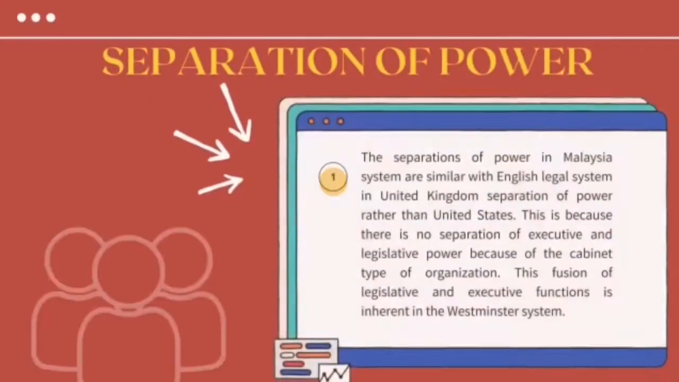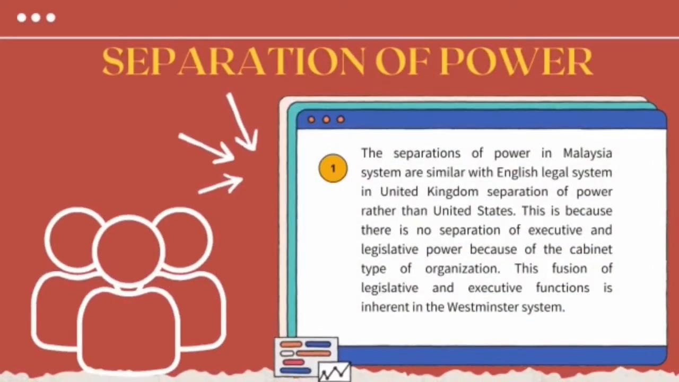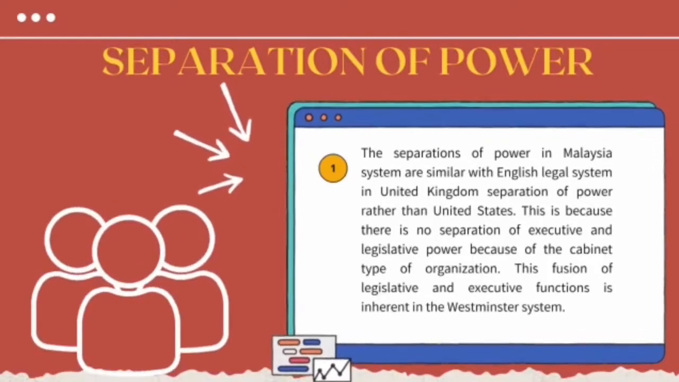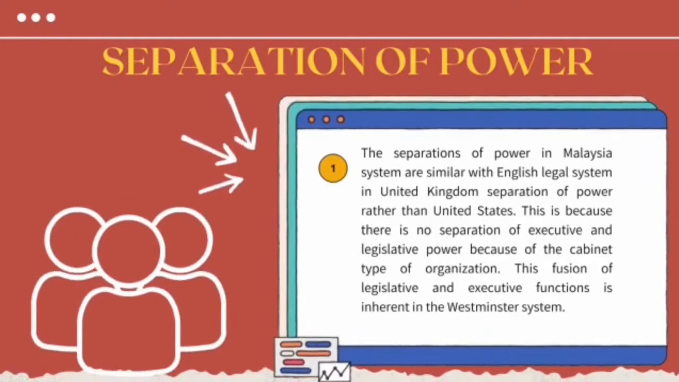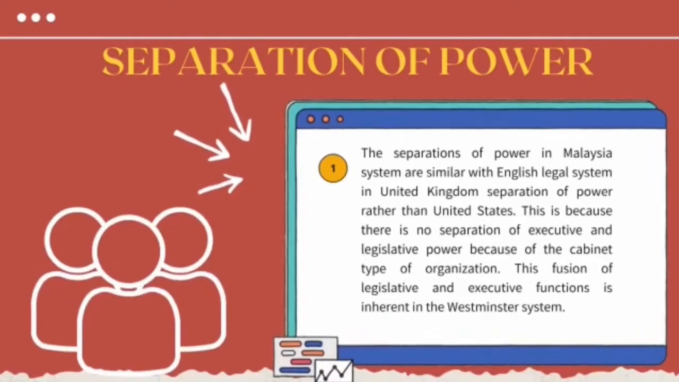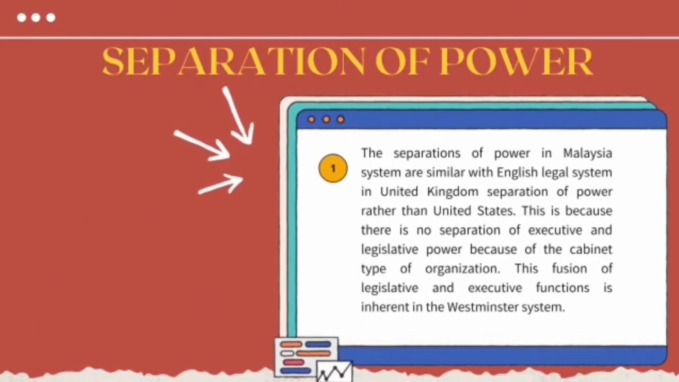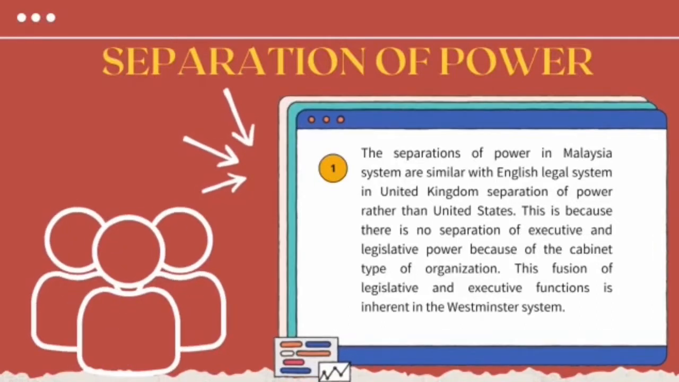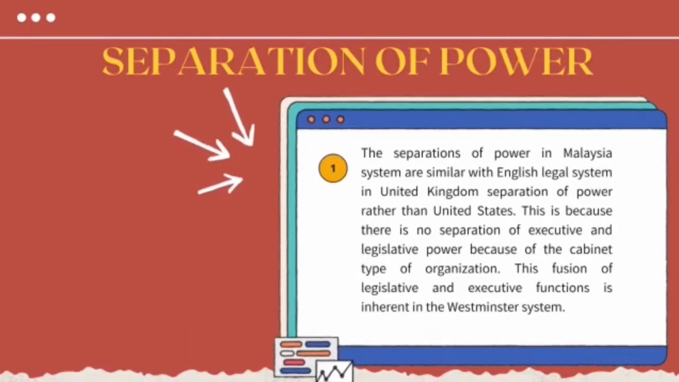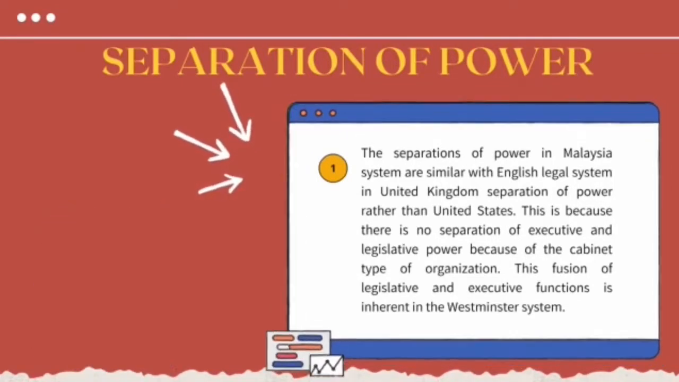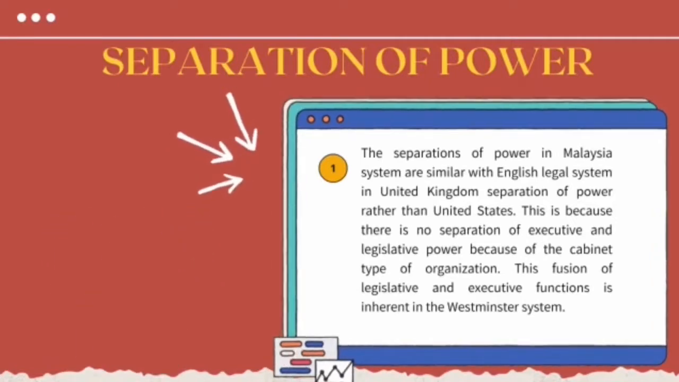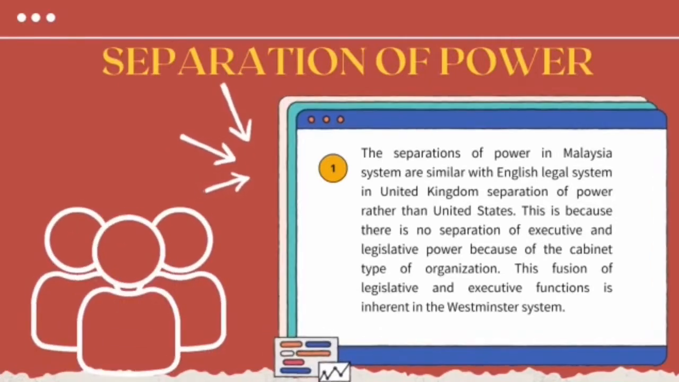Hi, I'm Nurnisha Farhain. The separation of powers in Malaysia's system is similar to the English legal system in the United Kingdom, rather than the United States. This is because there is no separation of executive and legislative power, because of the cabinet type of organization. This fusion of legislative and executive functions is inherent in the Westminster system.